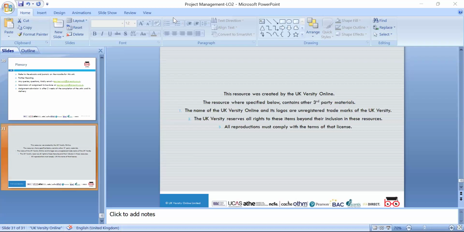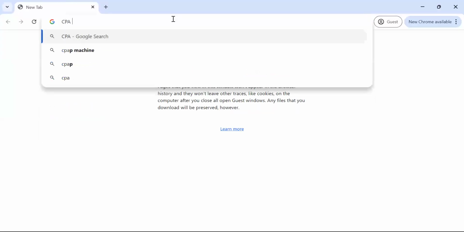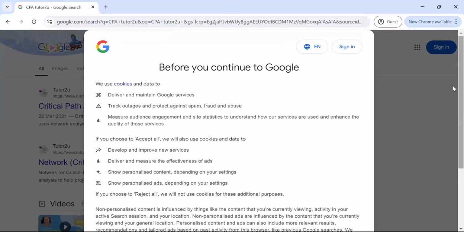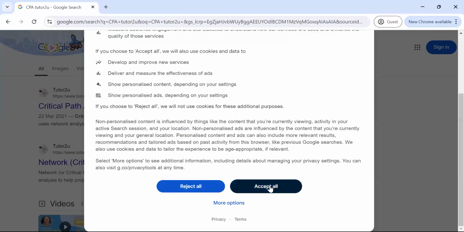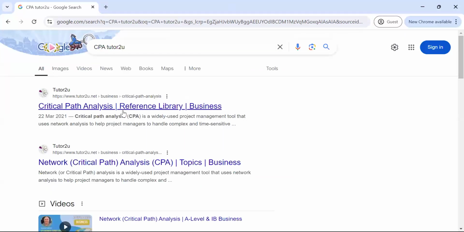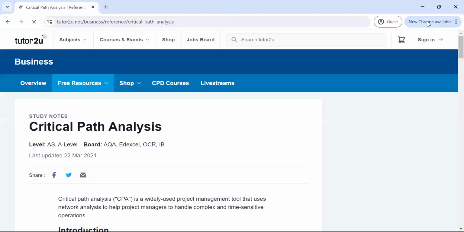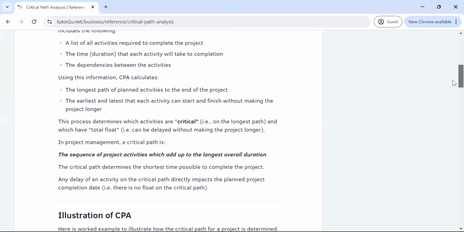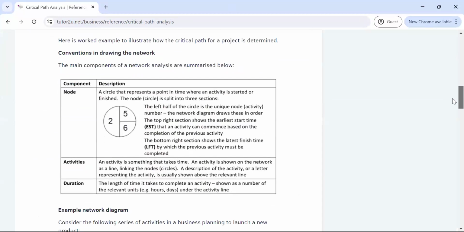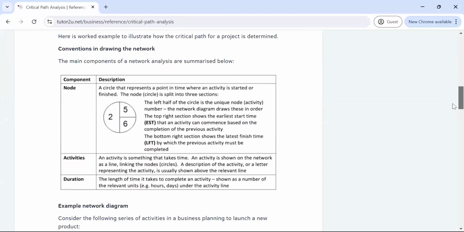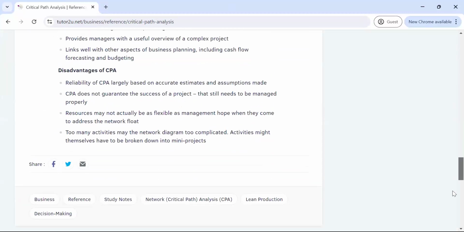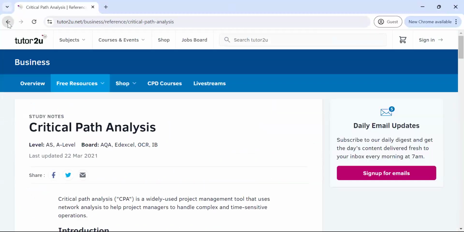Those are quite good, like if you want CPA tutor2u. If you type tutor2u, CPA is critical path analysis, you will see here, and it's quite good if you want to watch the video or learn about just CPA. What is critical path analysis: node, early start, early finish, late start, late finish, in any project. So how this can play a key role in the success of the project.